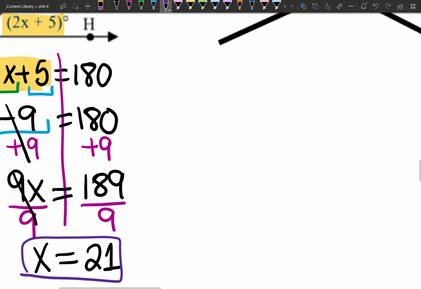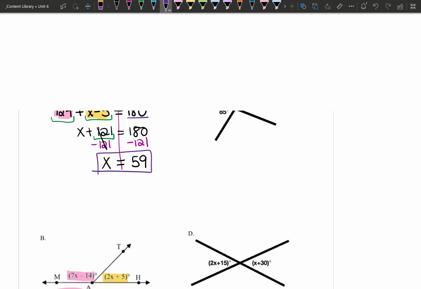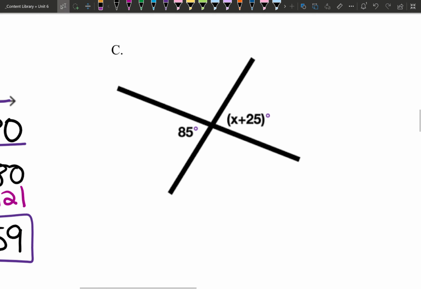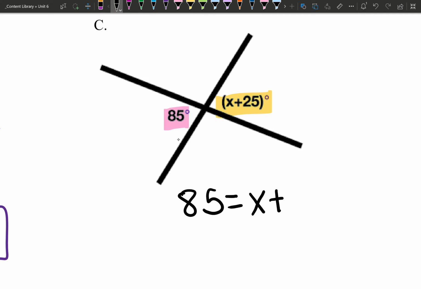Fantastic. Onwards to letter C, which is up here. If it loads, there we go. All right. In letter C, I see two angles across from each other. When we have two angles across from each other like this, that means that they are vertical angles because these two lines are crossing and they're directly across from each other. What that gives us is two equivalent angles, which means we can take the left side and set it equal to the right side. Let's do that. We got 85 equals x plus 25.